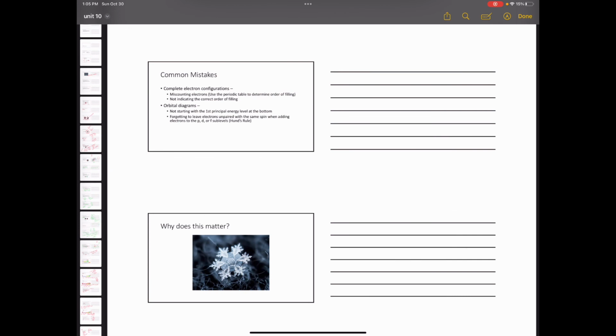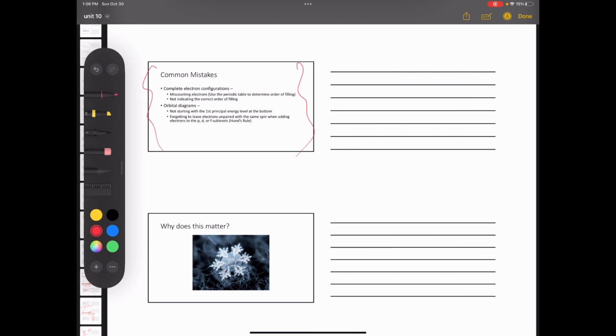So, common mistakes. I think if you pay attention to this and try not to make these kinds of mistakes, you will be totally capable of doing electron configuration. First, the complete electron configuration. People would generally make mistakes by miscounting the number of electrons, and that comes from incorrectly locating the element on the periodic table. So please make sure you are locating the element with the correct atomic number that you've been asked to do the electron configuration for, okay?